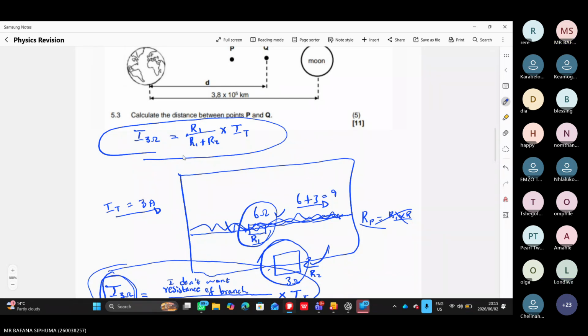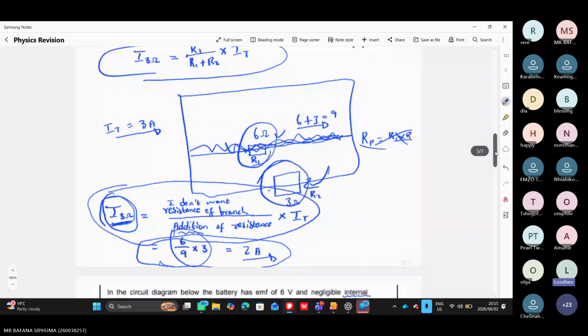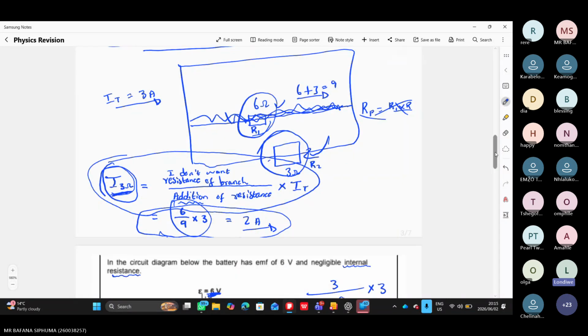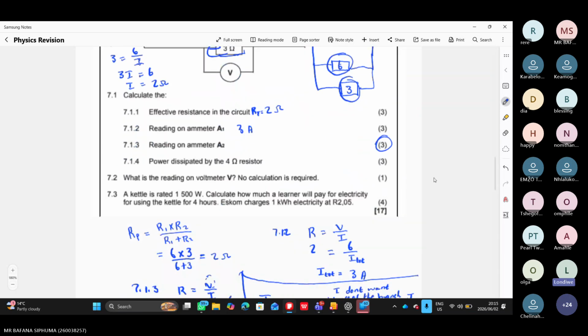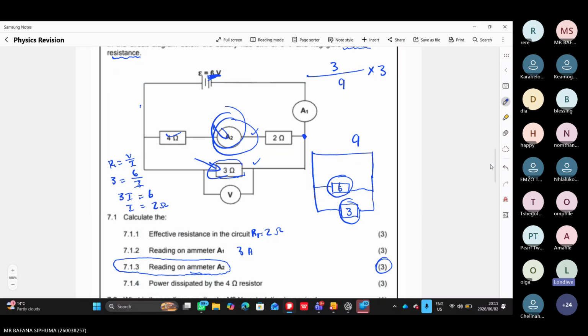Sir, I also have a question regarding 7.1.3, where we were calculating the reading on ammeter A2. We used 6 ohms. Why didn't we use 4 ohms? Because the A2 comes before the 2 ohms. Okay. Yeah.